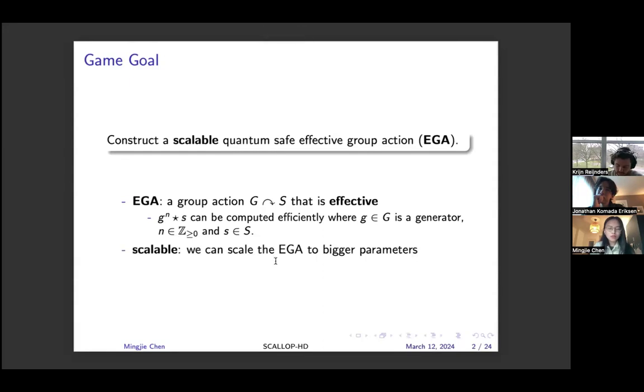And scalable, it means we can scale the EGA to bigger parameters. More specifically, it means that we are able to generate bigger parameters and we are able to do the pre-computations with respect to the bigger parameters efficiently. Okay, so that's our goal.